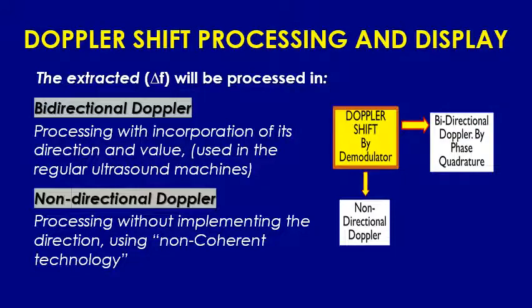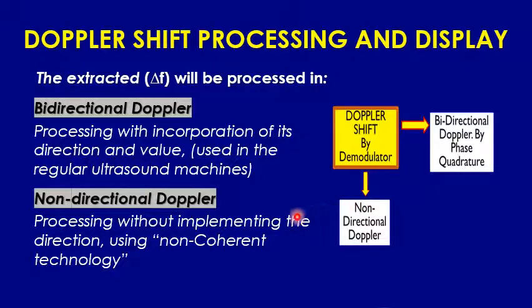So the extracted Doppler shift, as we see here, can go either for the bidirectional Doppler, which is the one using the Phase Quadrature technology. It allows the Doppler shift to tell us the direction of the flow: is it towards or away? By analyzing the Doppler shift, is it positive or negative?